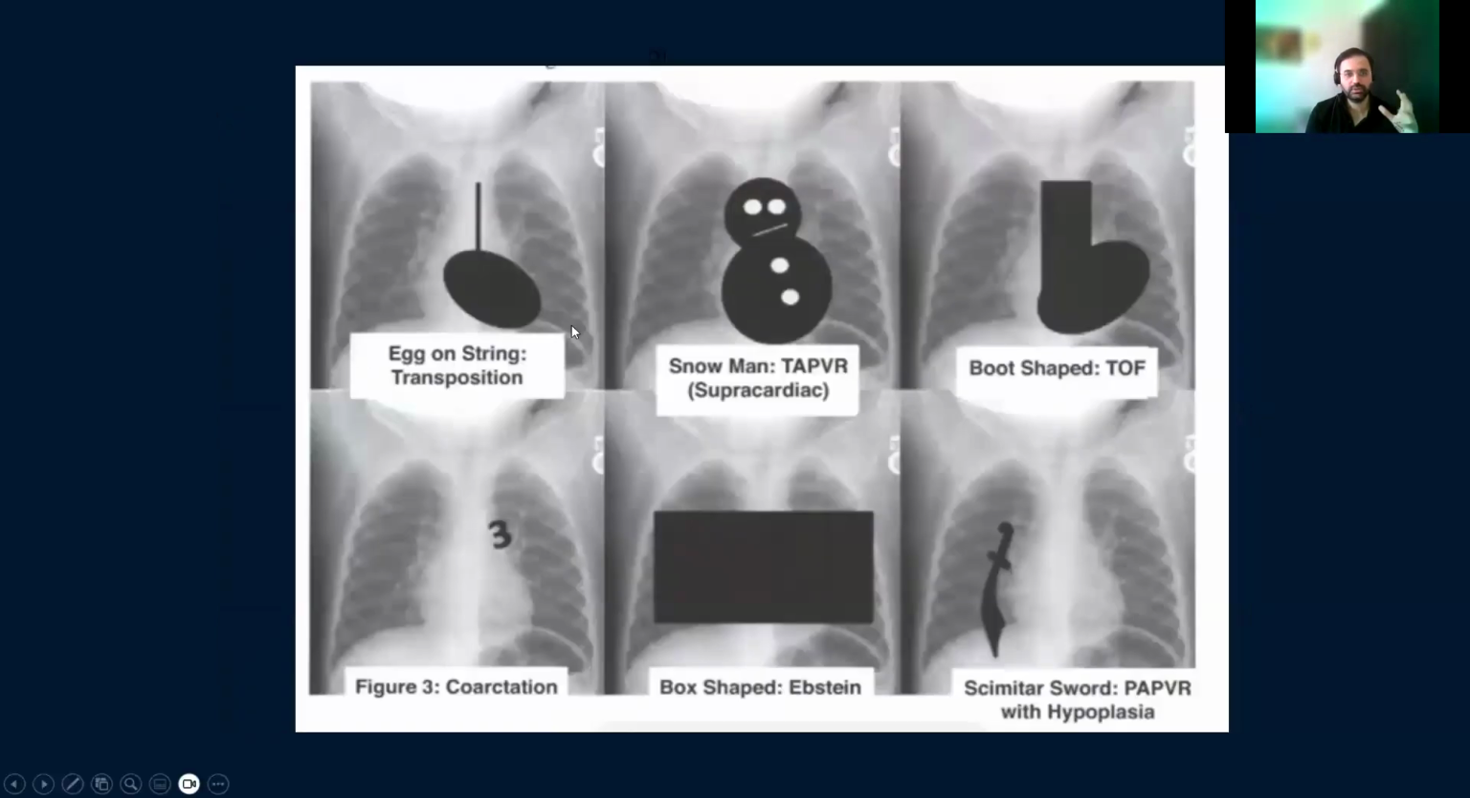And this is just to show you the typical appearance. The egg on a string is in transposition, snowman is in the supracardiac TAPVR, boot-shaped heart is in tetralogy of Fallot. Coarctation has the figure of 3 appearance, box-shaped heart is in Ebstein's anomaly, and the scimitar appearance is in a PAPVR with hypoplasia. So these are certain buzzwords which you might be given in the exam that can help you to narrow down the option.